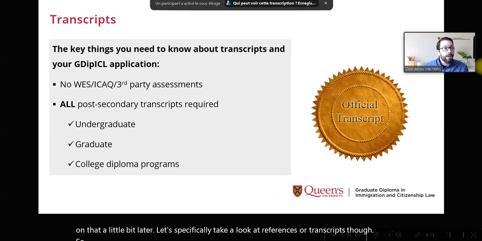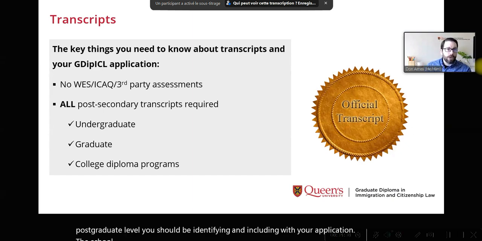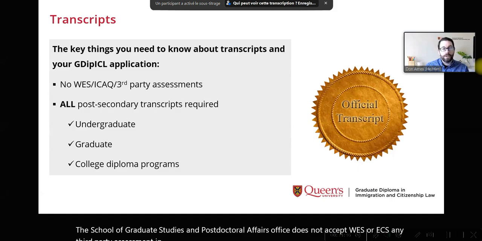So you need to submit all post-secondary transcripts: undergraduate, graduate, college, SAGEP, letter of permission, study abroad, exchange programs, anything that you have done at the postgraduate level, you should be identifying and including with your application. The School of Graduate Studies and Postdoctoral Affairs Office does not accept WES or ECS, any third-party assessment in place of official transcripts.